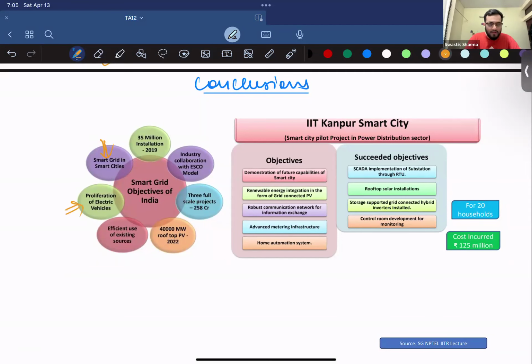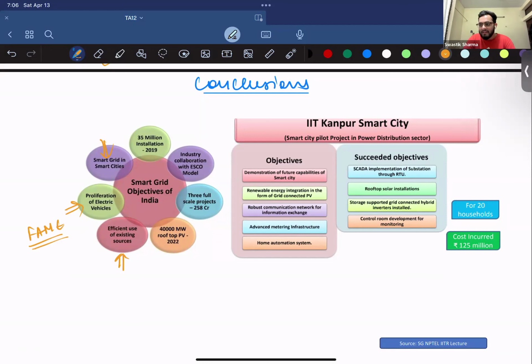Then you want proliferation of electric vehicles. Government has introduced several subsidies for your EVs, two-wheelers, three-wheelers, four-wheelers, etc. They want electric vehicles to be available at most of these homes for clean energy, so that reliance on fossil fuel is less. Then they want efficient usage of existing sources.